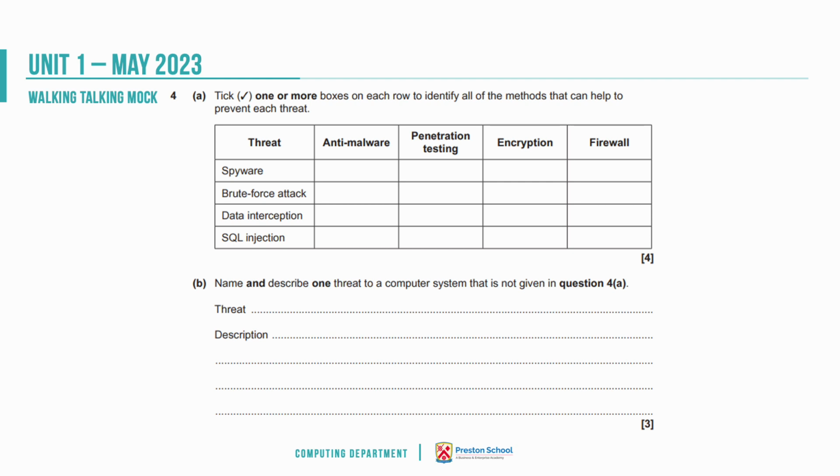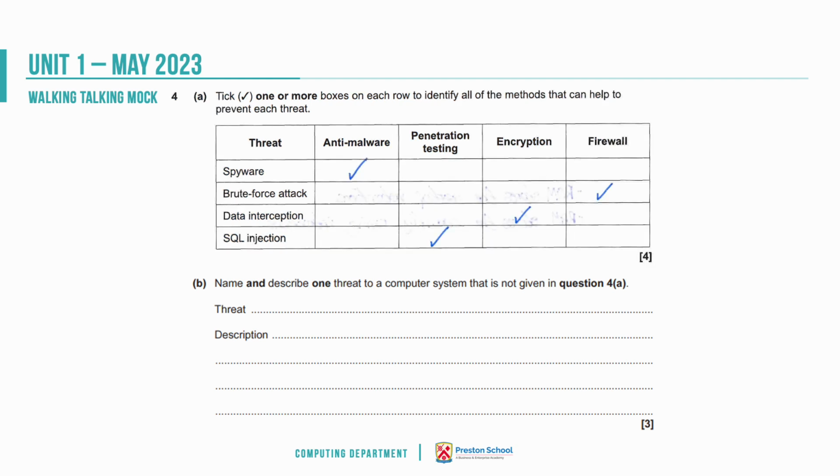So we then move on to a question from the middle part of the course, looking at networks, network security and threats to customer data. We're asked to tick a box for spyware, brute force attacks, data interception and SQL injection to identify the sort of prevention method that we might be able to put in place. Now there are more than one answers that they will accept, but these are the ones you must have. Okay, so you'll only get the mark if you have these 4. There are some extra ones you can tick as well. So for spyware, for example, firewall is an acceptable answer, but anti-malware is the main answer they're looking for.